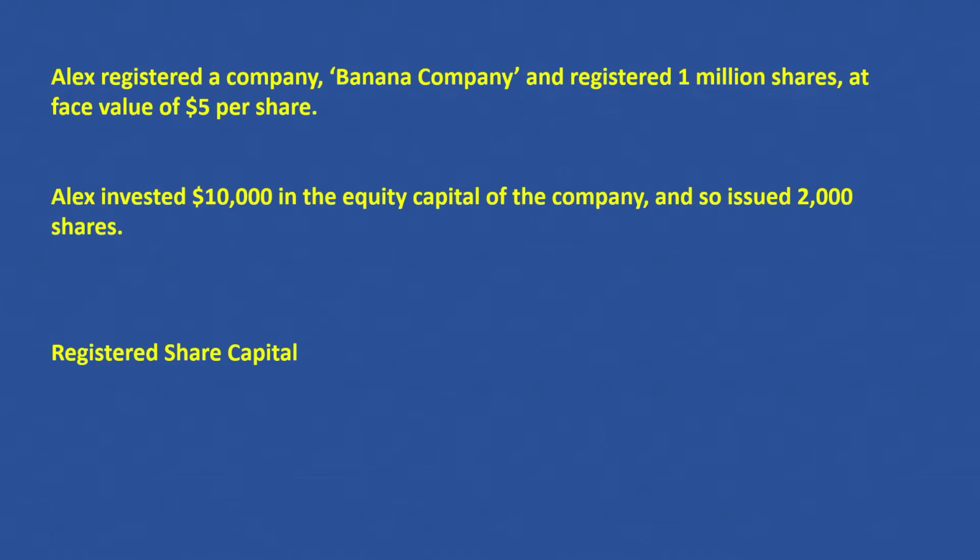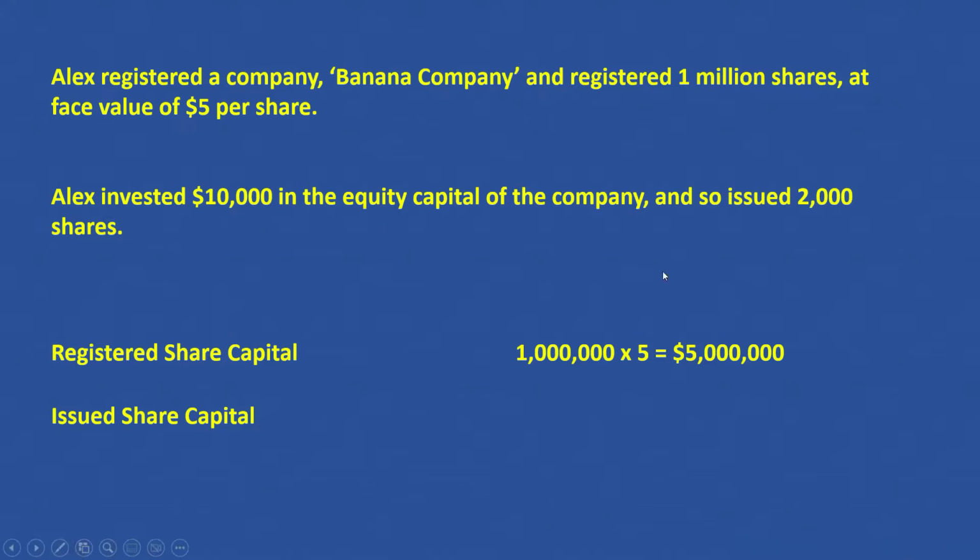Now here we have two important things to remember. First of all, the registered share capital. When I say capital, I need to talk about the money value of the shares, not the number of shares. Listen, the number of shares is 1 million, I agree, but we have to talk about the money value when we are using the word capital here. So I would say 1 million shares into the $5 face value, that is $5 million. The total registered share capital is $5 million.